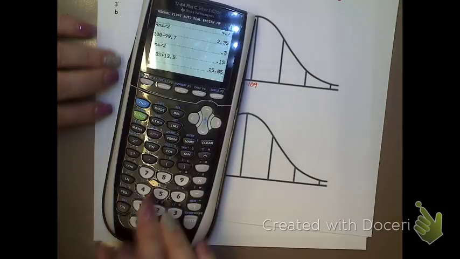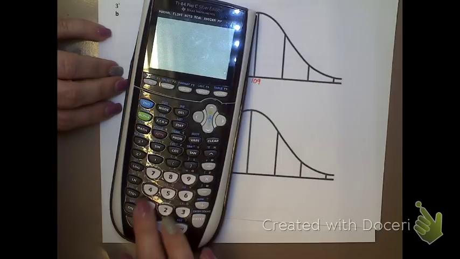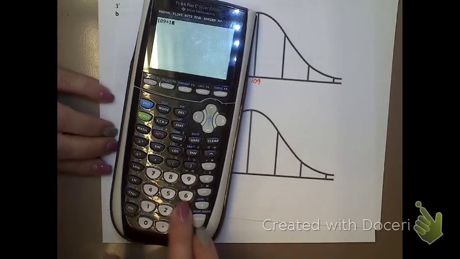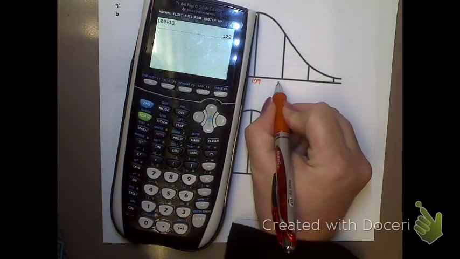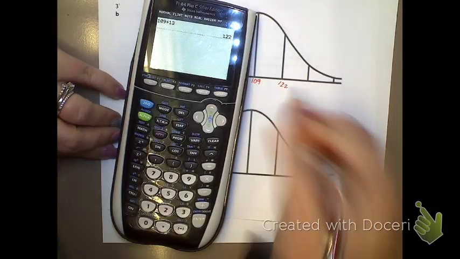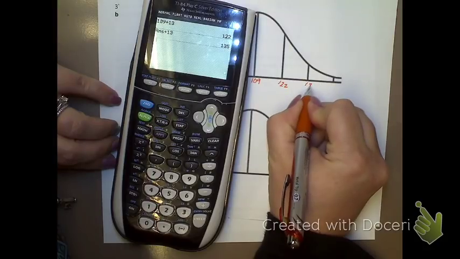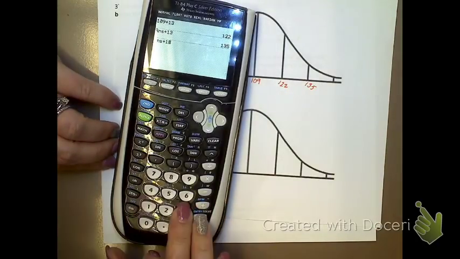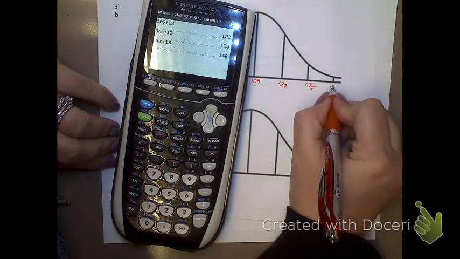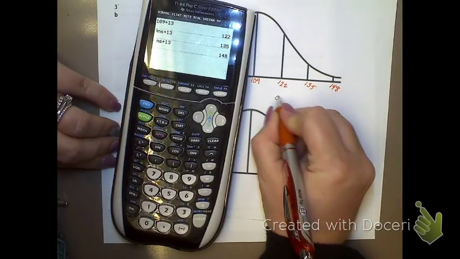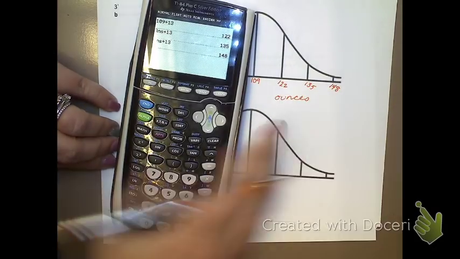So let's see. 109 plus 13, that gives me one standard deviation above. That gives me 122. Add another 13 or another standard deviation, and I have 135. And another standard deviation, 148. And these are all ounces along this bottom row.